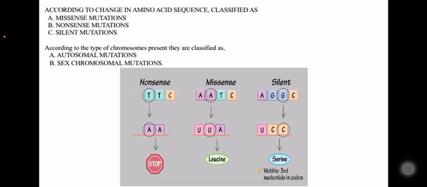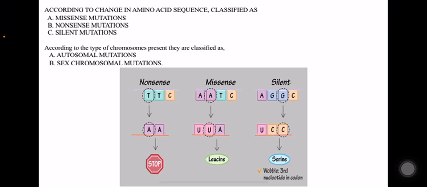Nonsense or chain termination mutation. This occurs when there is a mutation to a termination codon, resulting in production of a shorter protein. That is, when the codon is changed to UAG, UAA or UGA, which are stop codons or termination codons, it is termed nonsense or chain termination mutation.